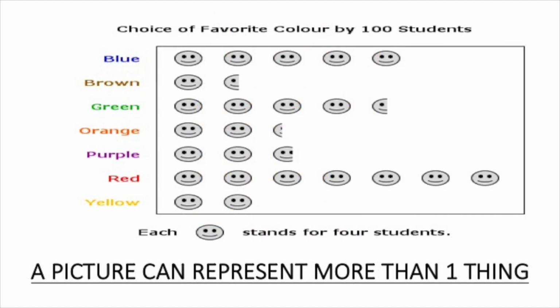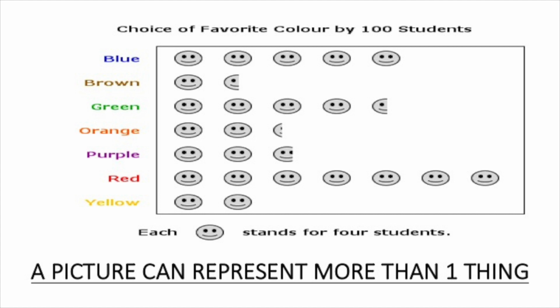A picture can represent more than one thing. Remember, I said, before we do our counting, look at our key. You see the smiley face here? Not 1 student, how many? 4 students. So each time we count a smiley face in this pictogram, we have to times by 4. 4, 8, 12, 16, 20. So 20 students have blue as their favorite color.